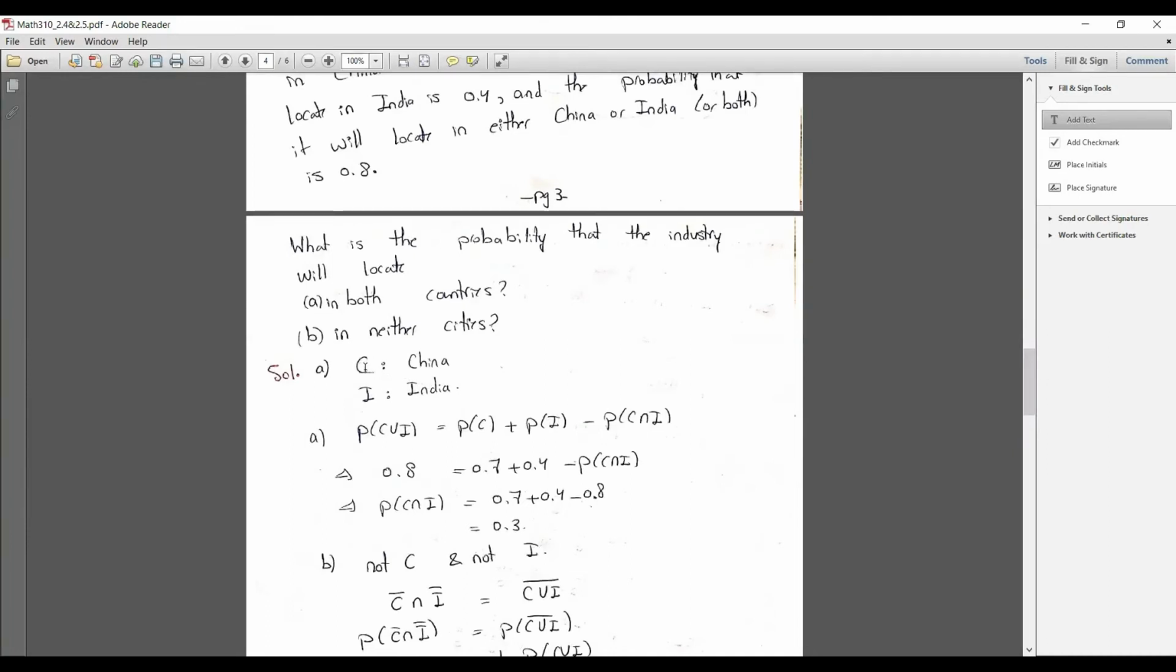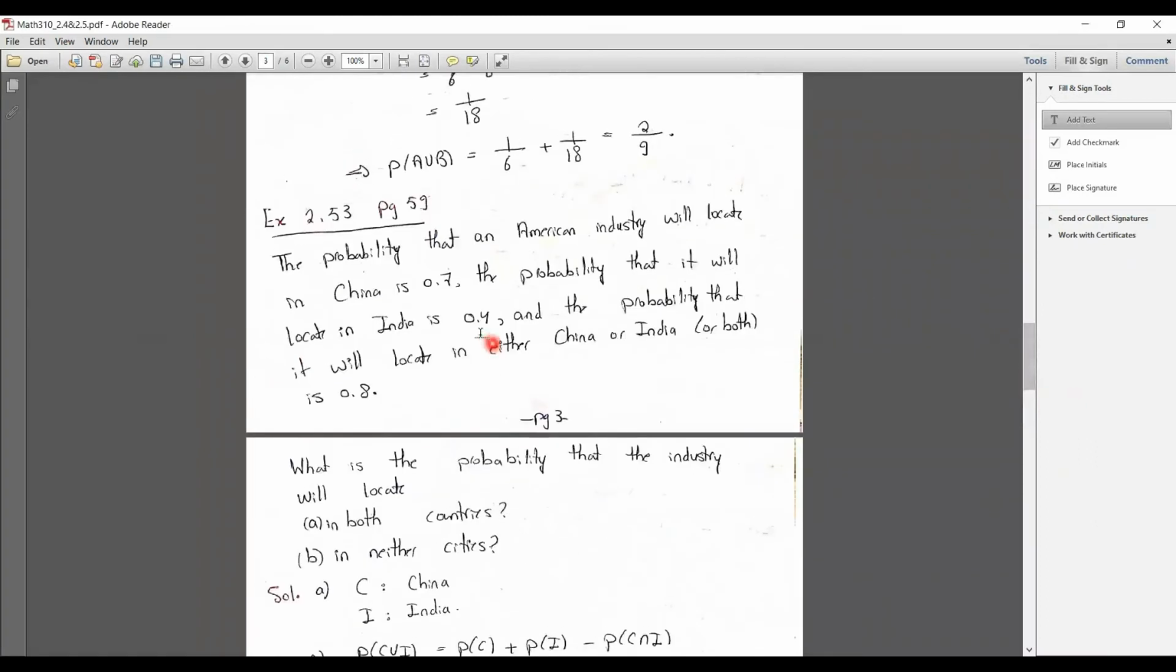So guys, first we're gonna name our events. Let C be the event that the company will be located in China. I will be the event such that the company will be located in India. So P of C union I is P of C plus P of I minus P of C intersection I, right? We have P of C union I. It's what? It's 0.8. So guys, P of C union I is 0.8, and P of I is 0.4 and P of C is 0.7.